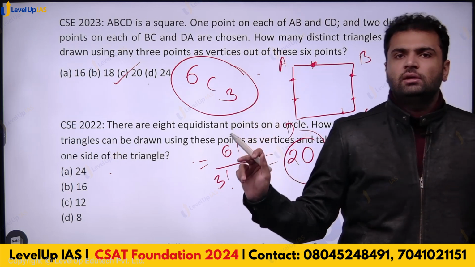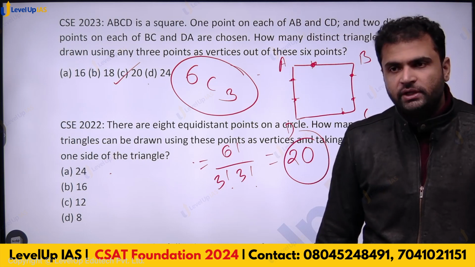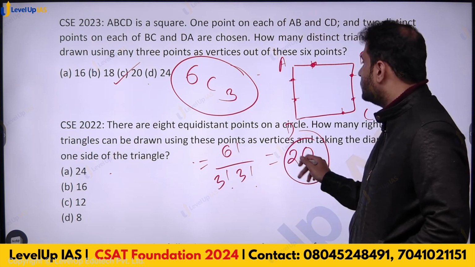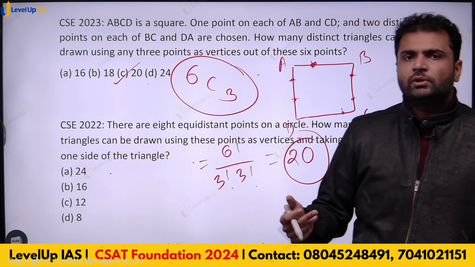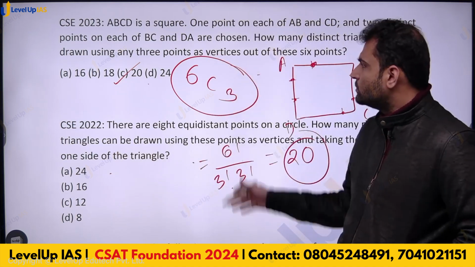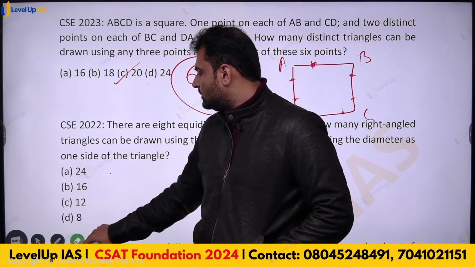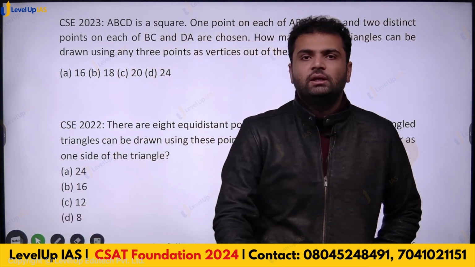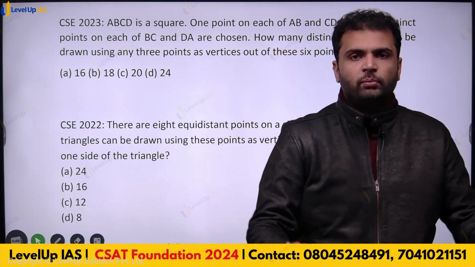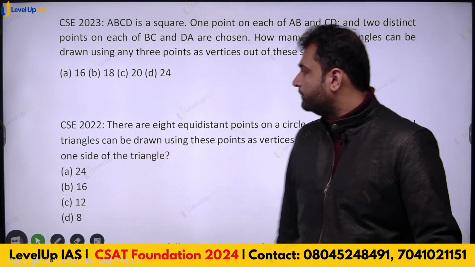Now see, in this question, two things are being tested. One, your basic knowledge of geometry: when can we form a triangle, when can we not form a triangle. And your basic knowledge of permutations and combinations, which relates to choices: how many choices are being made? They are mixing two topics, which UPSC has started to do in the last few years, asking questions where the student needs to use different topics to come to the right answer.